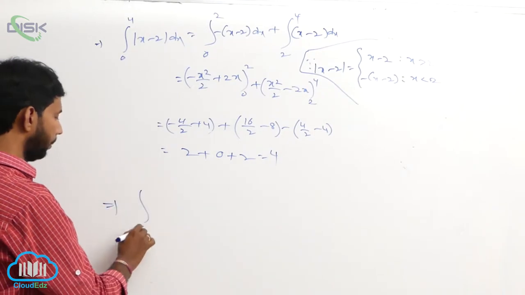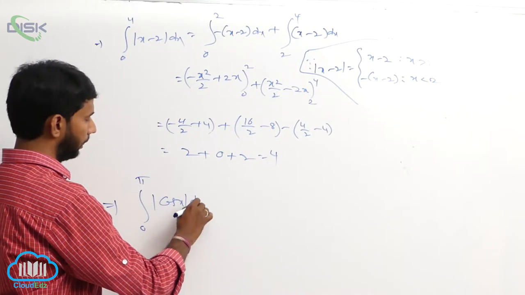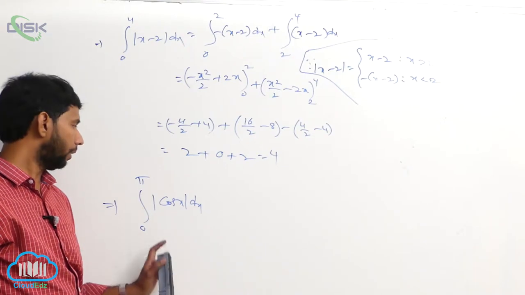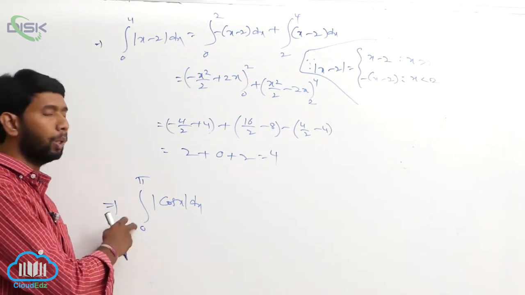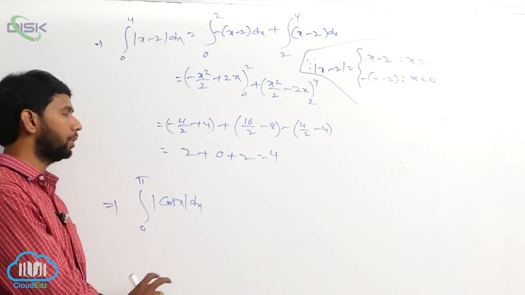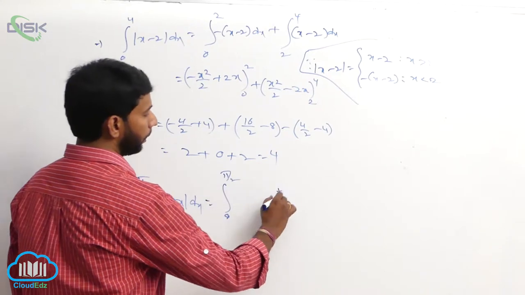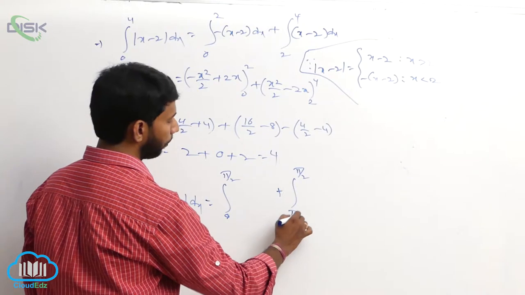And another example is integral from 0 to pi of mod of cos x dx. For what value of x in between 0 to pi is mod cos x equal to 0? That means cos x equals 0 when x equals pi by 2. Split into two parts, 0 to pi by 2 and pi by 2 to pi.